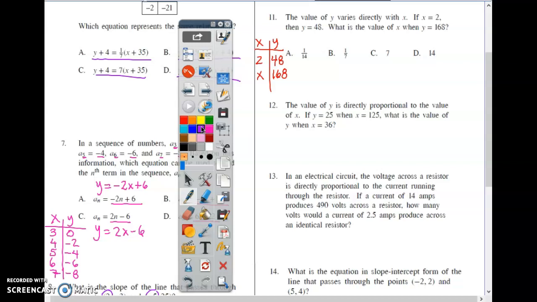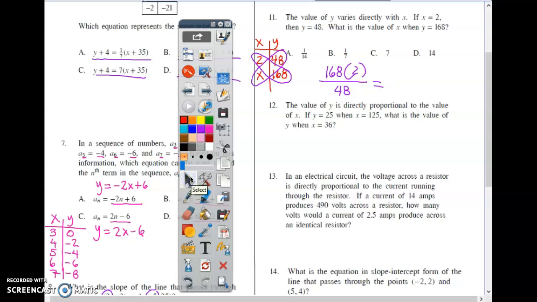Cross, multiply, and divide. The little butterfly, remember the butterfly? Cross, multiply, and divide. That means I'm going to multiply these two numbers, and then at the end I'm going to divide by the other number. Right? So it's 168 times 2 divided by 48. That will give you your x.